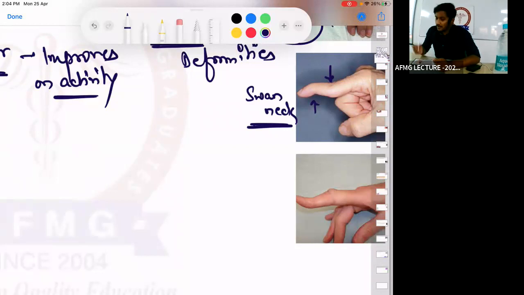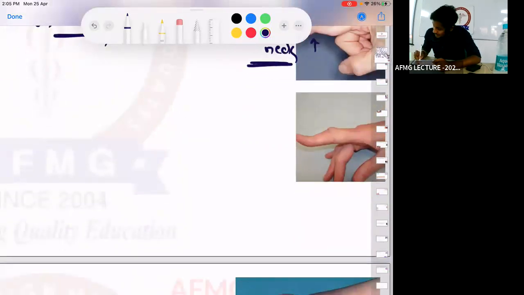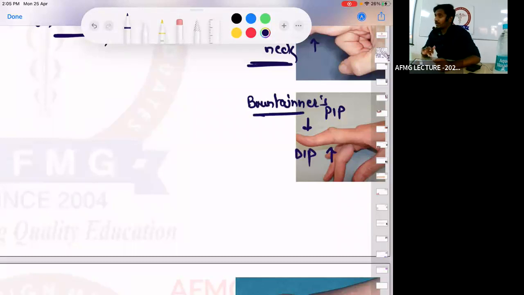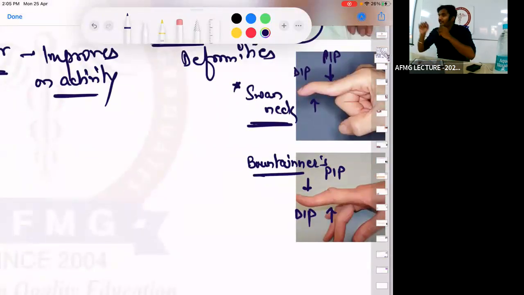Then vice versa, if flexion is seen at the DIP joint and hyperextension at the PIP joint, this is called the boutonniere deformity. No issues with this. So two deformities. Remember by flexion: flexion at the PIP joint it is.